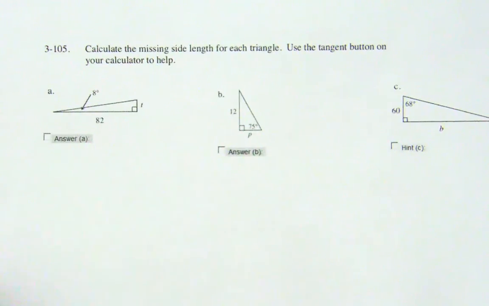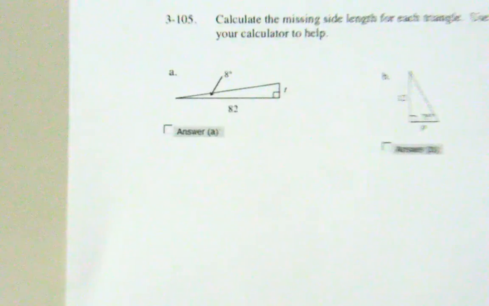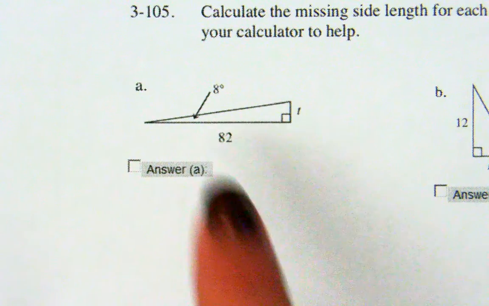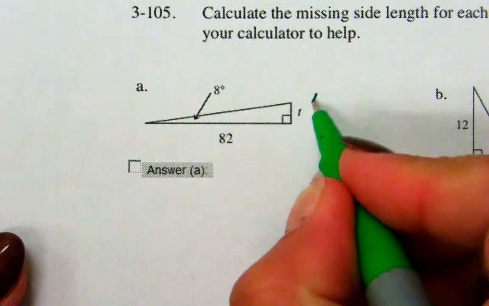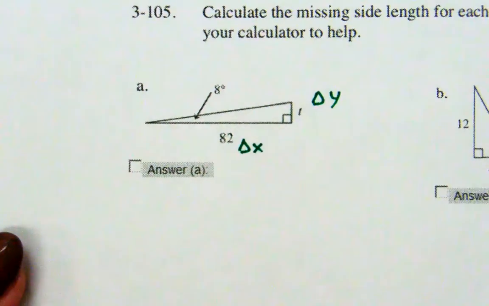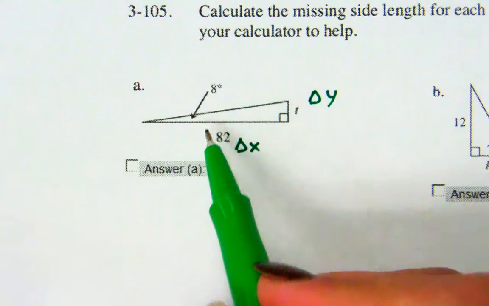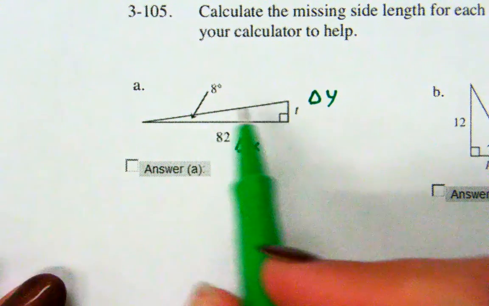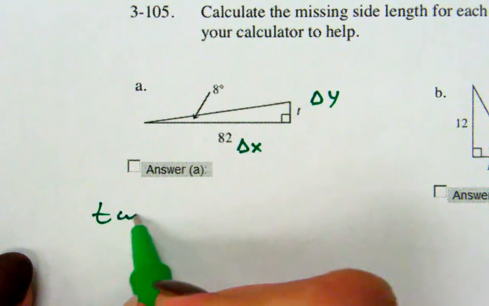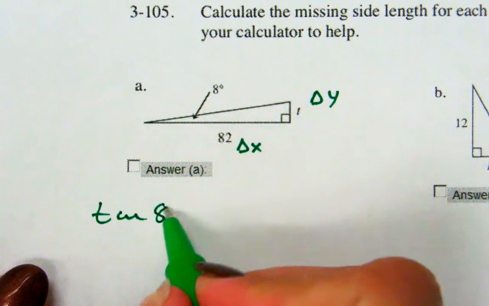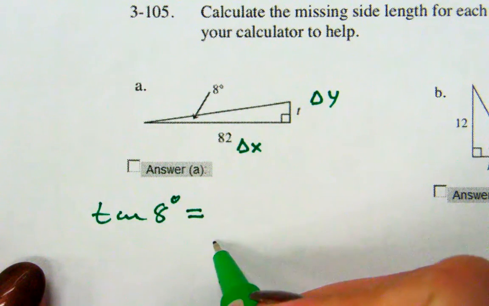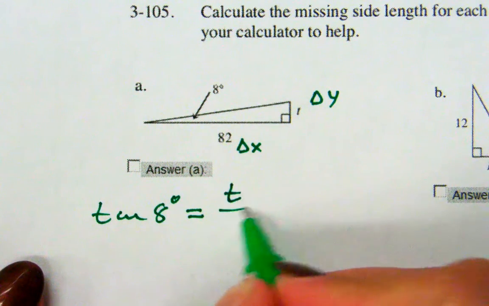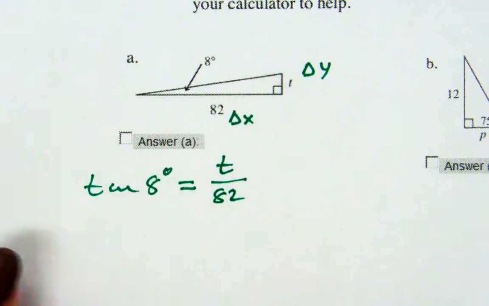All right, these ones, it says, calculate the missing side length for each triangle. Use the tangent button on your calculator to help. So we're going to set this up using a tangent button. So it's 8 degrees, right? This is my change in y. This is my change in x. We're going to use the calculator, so we're not going to use the trig ratio table for this or anything like that. So we're going to set this up. Tangent of 8 degrees is equal to change in y over change in x. So t over 82. Okay. So that's your first step.